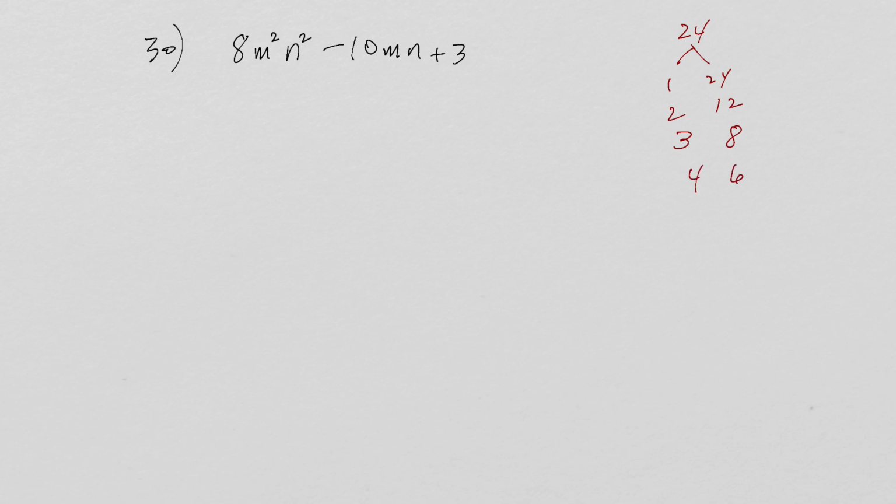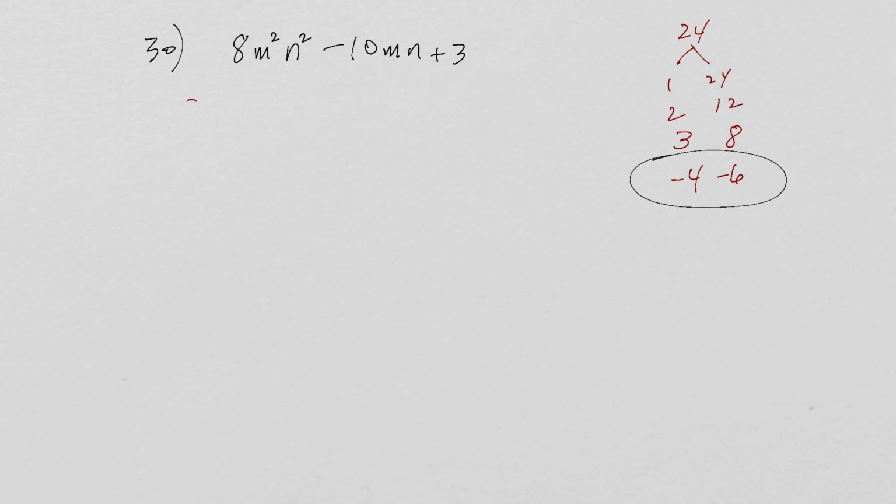Okay, number 30. It's 8m squared n squared minus 10mn plus 3. The product of these two outer things is 24. So these two factors have to add to 10. So we have 1 and 24, 2 and 12. That won't do it. 3 and 8, 4 and 6, and that'll do it. So the signs are negative on both. We've got to multiply to a positive, but add up to negative.